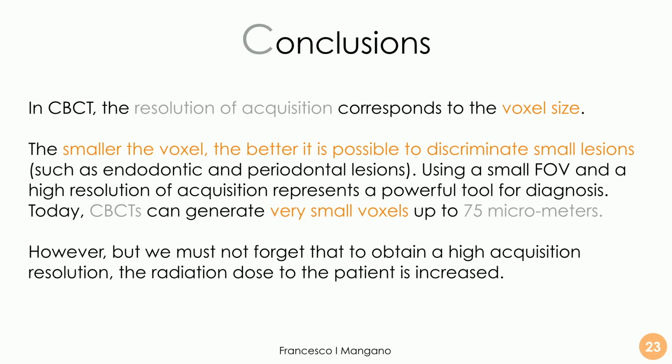So in conclusion, when we talk about resolution of acquisition in cone beam computed tomography, we are talking about the voxel size. The smaller the voxel, the better it is possible to discriminate small lesions, for example endodontic or periodontal lesions. This is possible using a small field of view with a high resolution of acquisition, and it is a very powerful tool for diagnosis. Today, cone beam computed tomography can generate very small voxel sizes, up to 75 micrometers. Of course, we don't have to forget that a high resolution acquisition also means a higher dose for the patient.